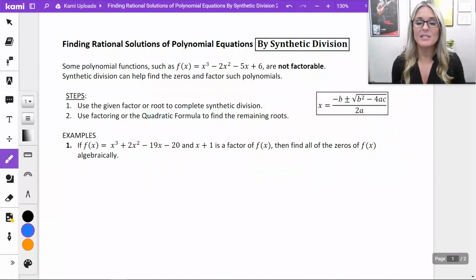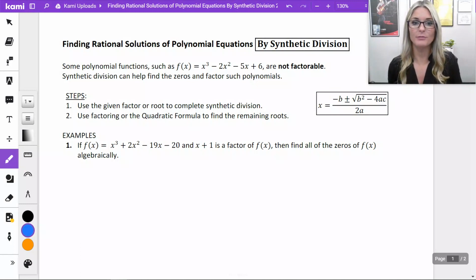In the last lesson, we solved polynomial equations by factoring, but actually there are some polynomial functions, such as f of x equals x cubed minus 2x squared minus 5x plus 6, that are not factorable. So we do have another method that we can use to solve our polynomial equations, and that's synthetic division. Let's just look at that example for a minute.